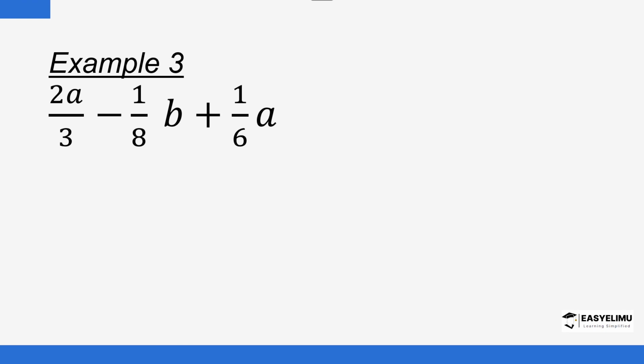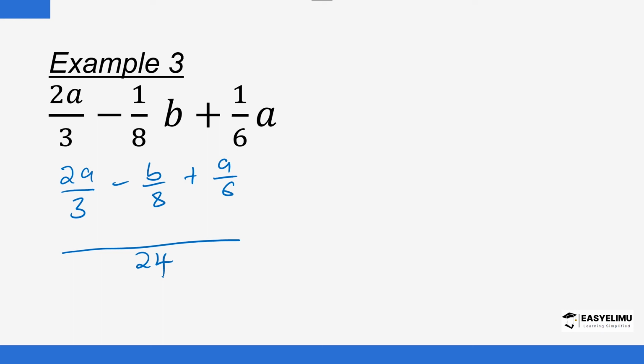So we have one last one here, which is 2a over 3 minus b over 8 plus a over 6. The LCM again is 24. 24 divided by 3 is 8, 8 by 2 is 16, so that is 16a. Minus 24 divided by 8 is 3, 3 by b is 3b. Plus 24 divided by 6 is 4, 4 by a is 4a.